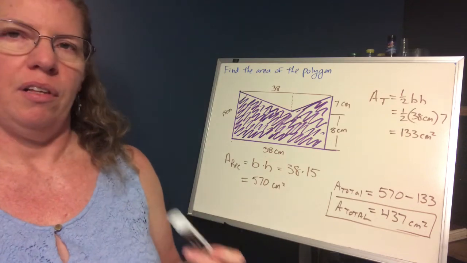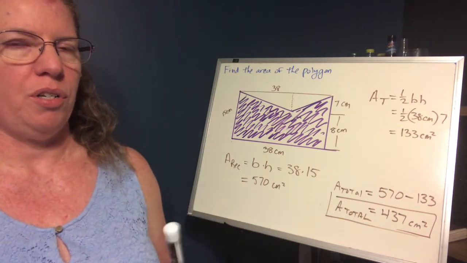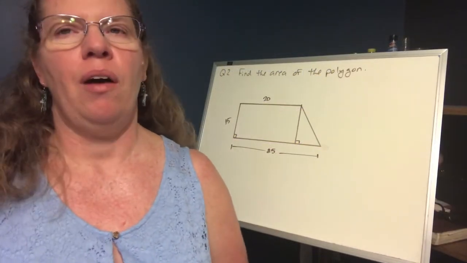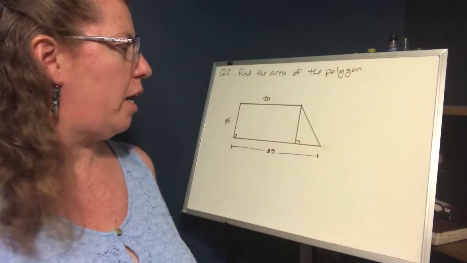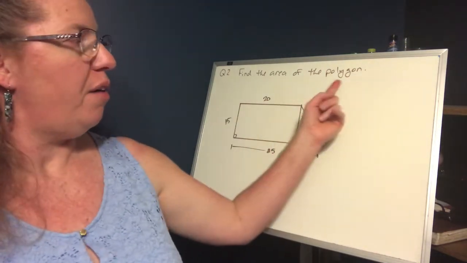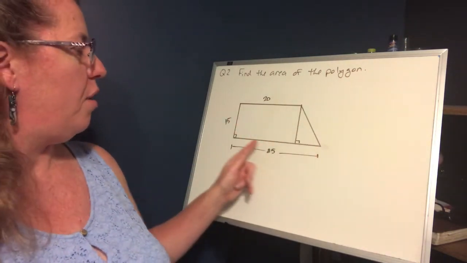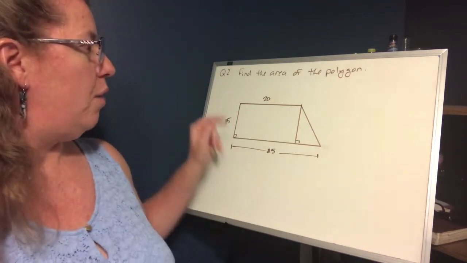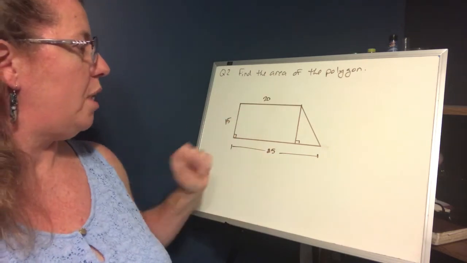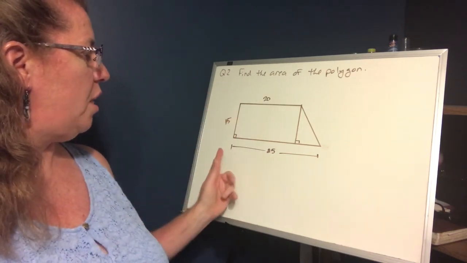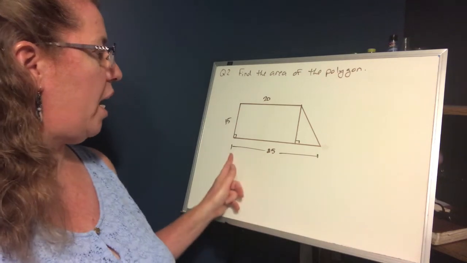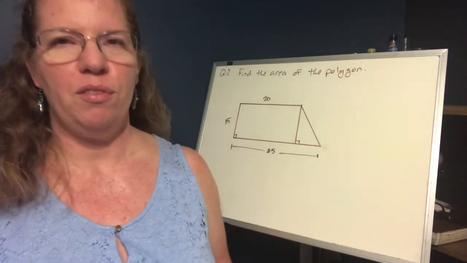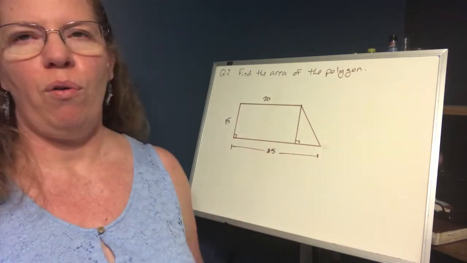Now the next one's going to be your question number 2. I want you to try one for me. I want you to draw it, give it a try, and find the area of the polygon. Notice we have a whole polygon here. We've got a rectangle and a triangle. They tell us from here to here is 20, from here to here is 15, and from here to here is 25. We have a nice little right triangle there. Find the area of the whole thing.